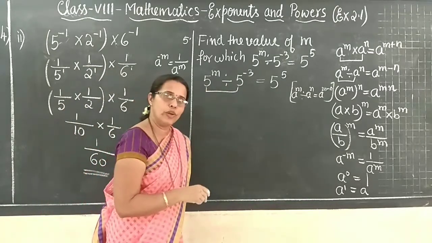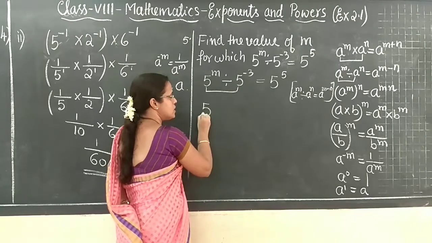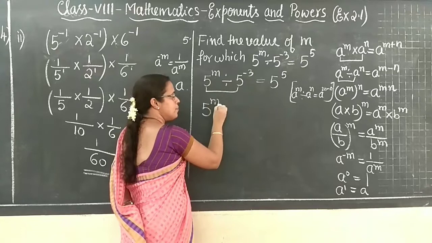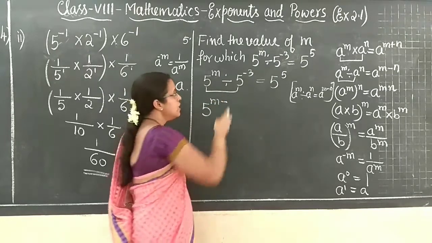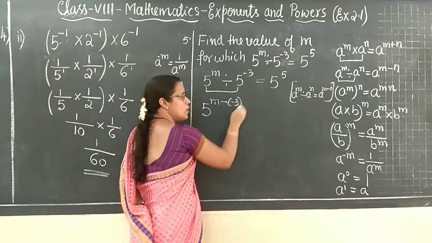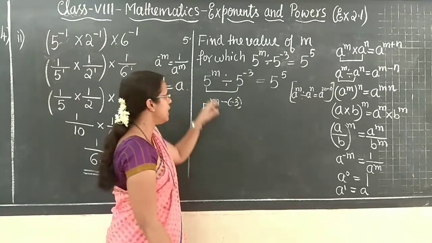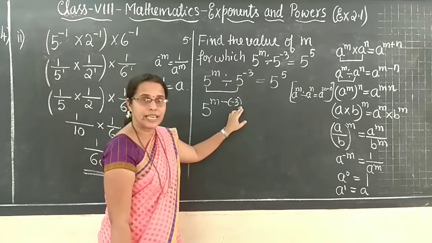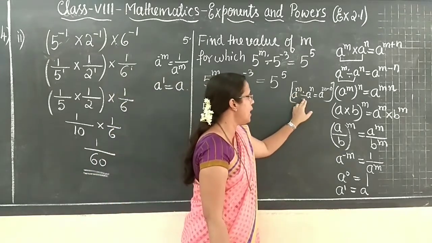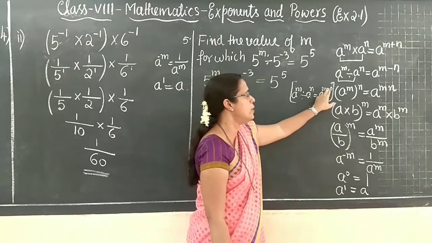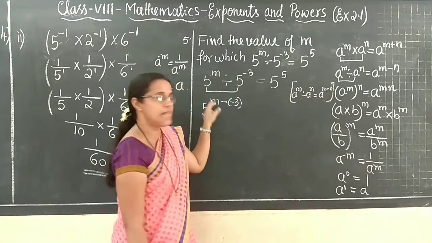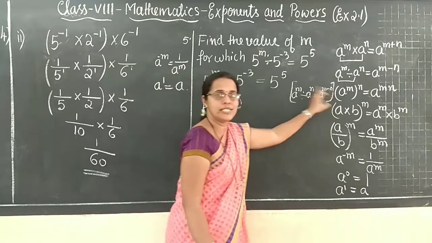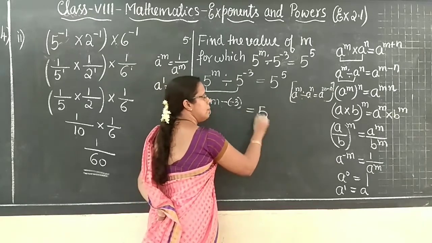We follow the same method here also. Base as it is, powers subtract. The power is m, the middle sign is minus, and the second number is also minus. So children, be careful when a minus is there. 5 to the power m minus of minus 3. a to the power m by a to the power n is equal to a to the power m minus n, so m is m only here, minus is minus, n is minus 3, is equal to 5 to the power 5.